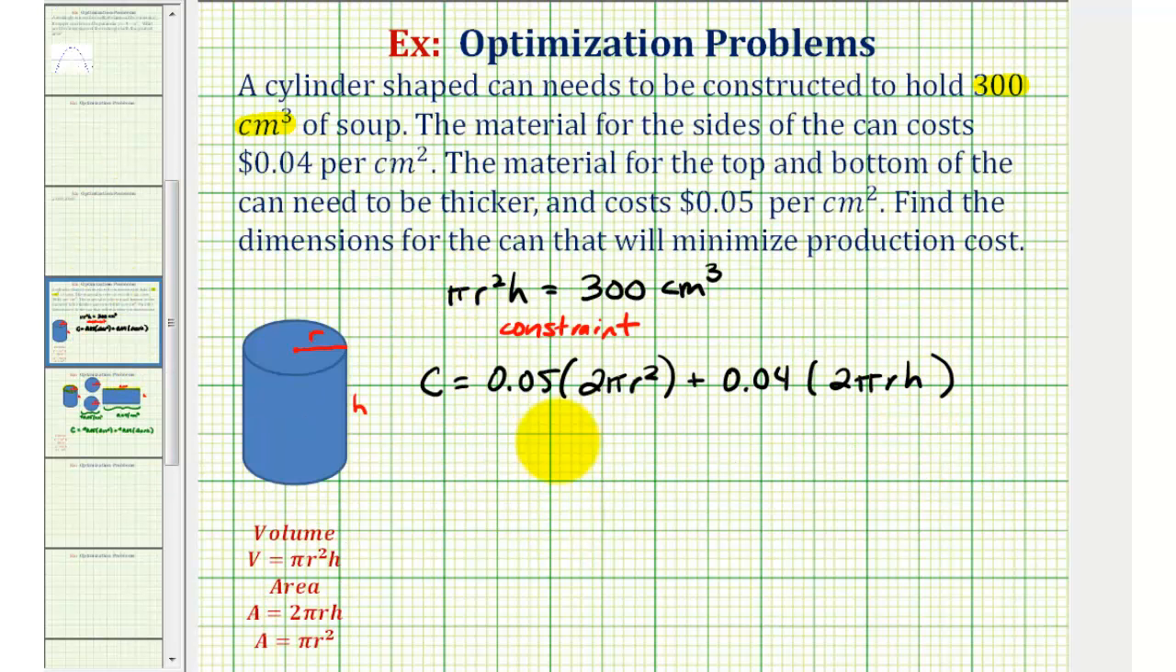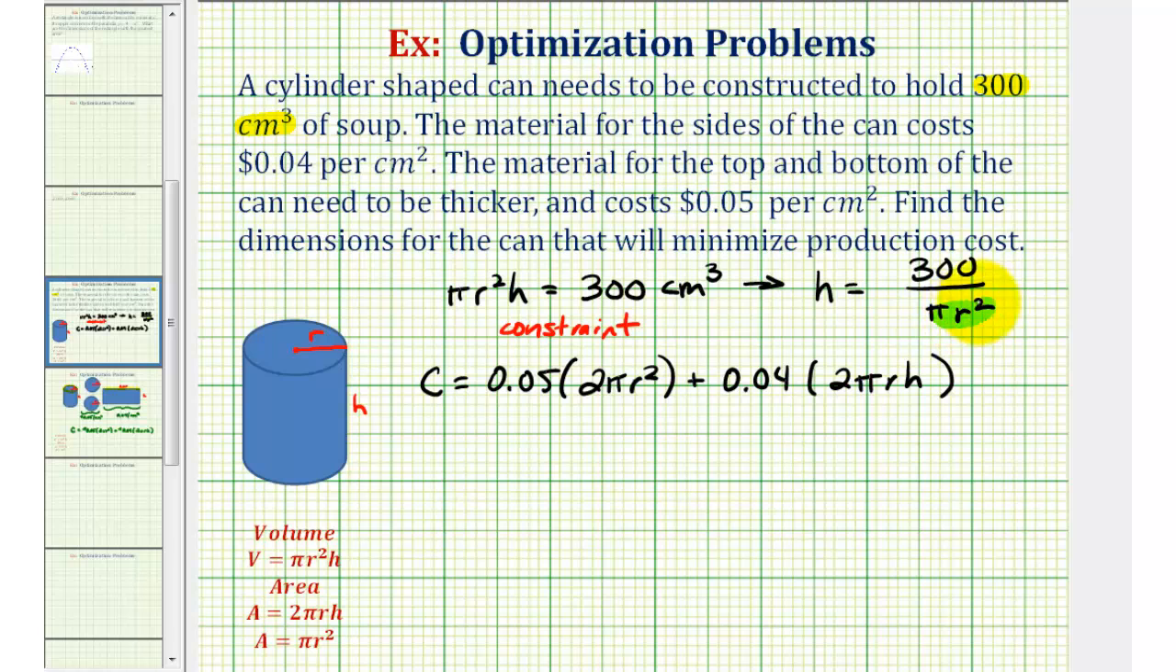Remember, our goal here is to minimize the cost, but we want the cost function in terms of one variable. Right now it's in terms of two variables, both r and h. So what we'll do now is use the constraint to perform a substitution so that we can obtain the cost function in terms of just r. To do this, we're going to solve the constraint for h, so we're going to divide both sides of this equation by pi r squared. So h is equal to 300 divided by pi r squared.